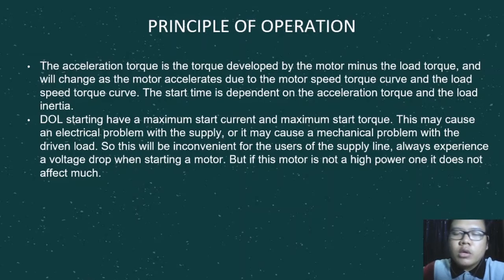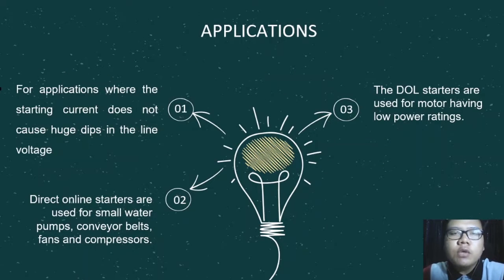Okay, we go through the applications for DOL. For applications where the starting currents do not cause a dip in the line voltage, although it is 100%, direct online starters are used for small water pumps, conveyor belts, fans, and compressors. The DOL starters are used for motors having low power ratings.